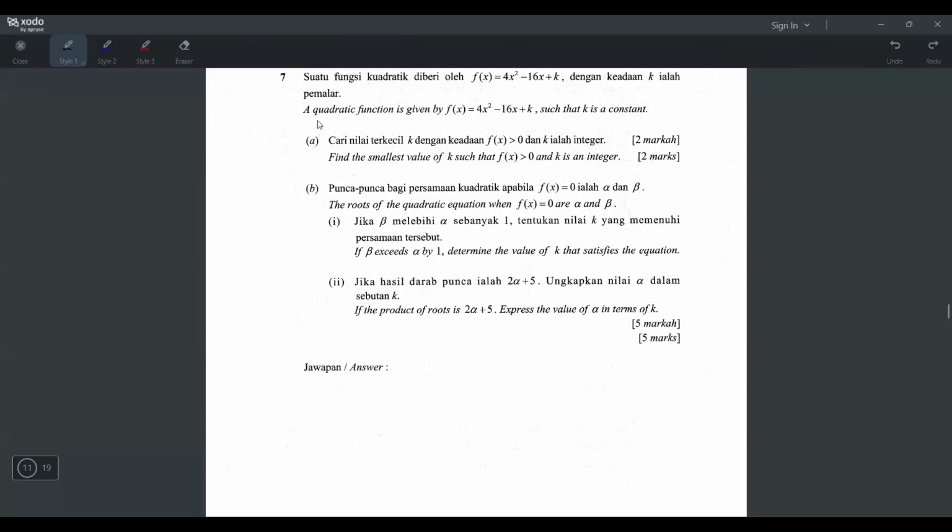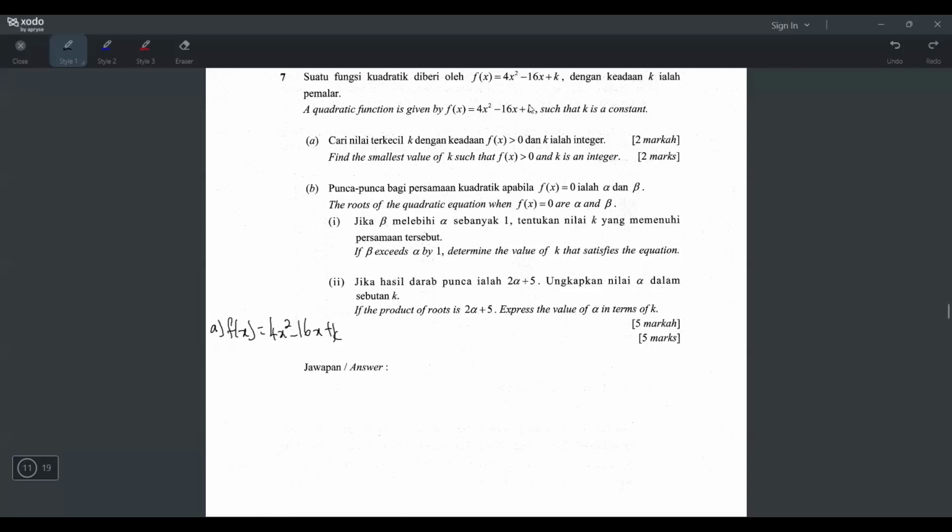Number 7, a quadratic function is given by f(x) equals 4x squared minus 16x plus k. So I think this is a quadratic chapter, right? So let me write down this equation. Confirm it will be important later on, right? So I think it's better if I write it down now. 4x squared minus 16x plus k. I can see it's already in general form. And the a is 4, the b is negative 16, but the c they never give us, right?